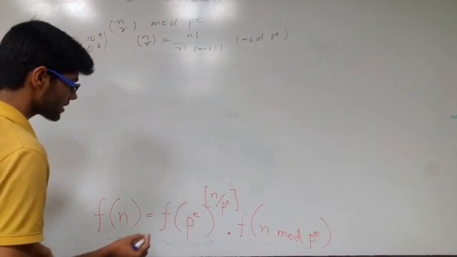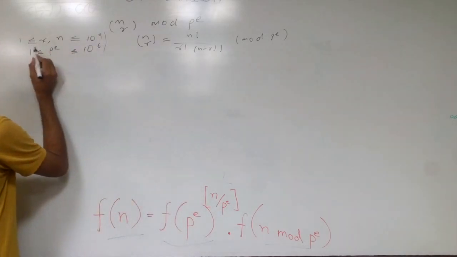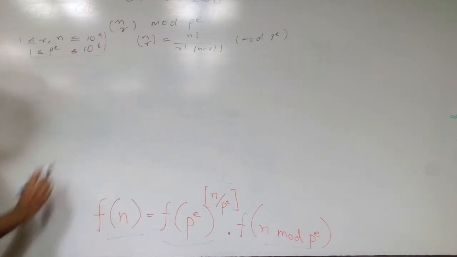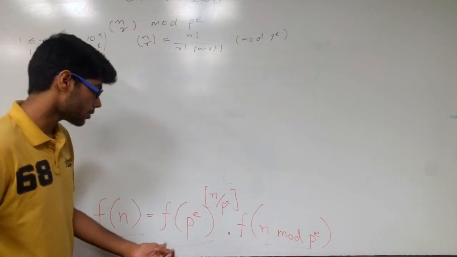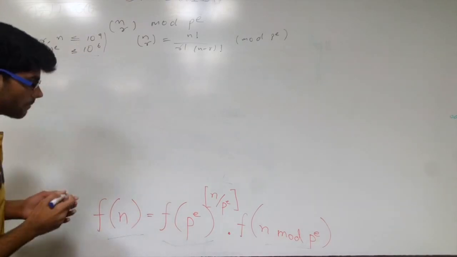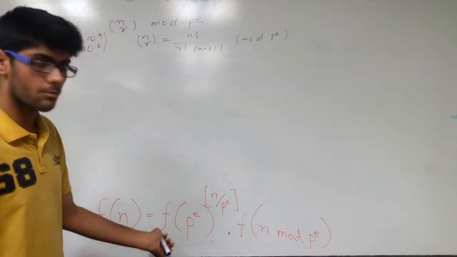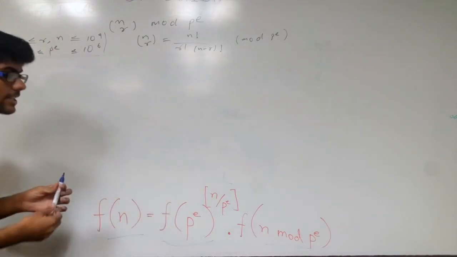Okay, so notice that the constraint on p to the e is that p to the e is less than or equal to 10 to the 6, so we can easily pre-compute all the values of f from 1 to p to the e, in order p to the e. So let's see how to do that.